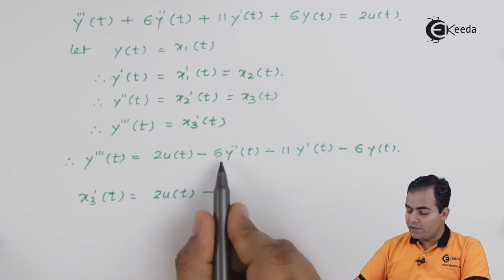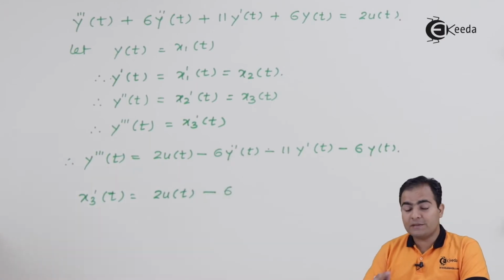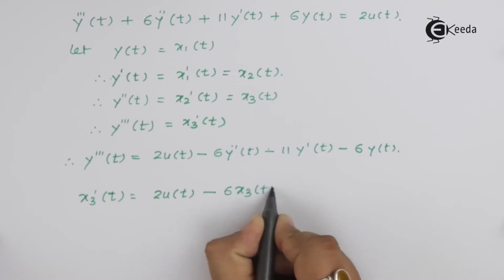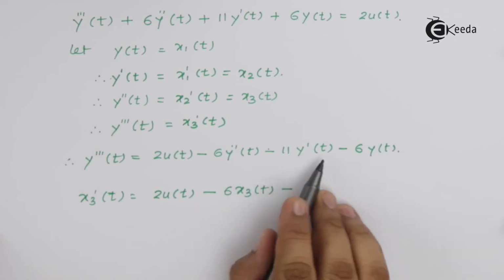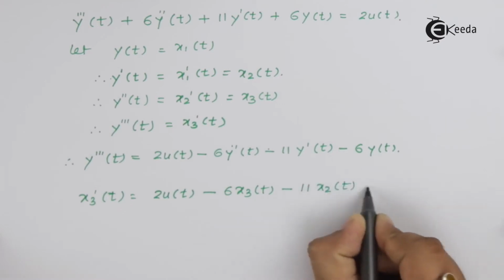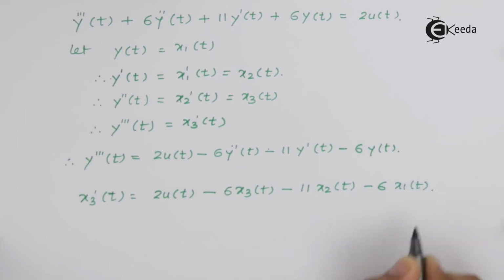equals to u of t. Now, 6 y double dash of t is represented by a simple state variable, and it is nothing but my x3 of t. Next, y dash of t is represented by x2 of t, so we'll write that, and y of t is represented by x1 of t. And from this whole solution, we can write the equation of the state variable model.